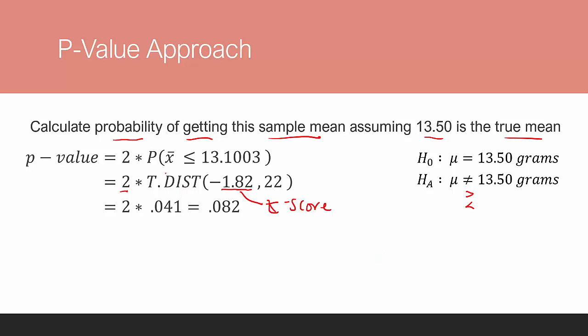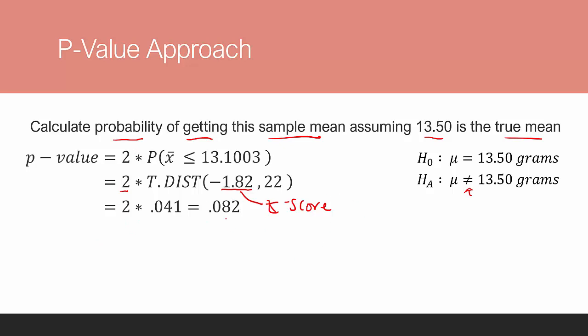This is going to calculate the probability to the left of negative 1.82, and then we want to multiply it by 2, because it's possible, when we're doing a two-tailed test, that our sample mean could be way, way below or way, way above. So we want to calculate the probability of being that far or farther away from the mean in either direction. That is only necessary when you have a not equal to. Now, Minitab will automatically do the 2 times for you, so you don't need to do any of this if you choose to use Minitab.